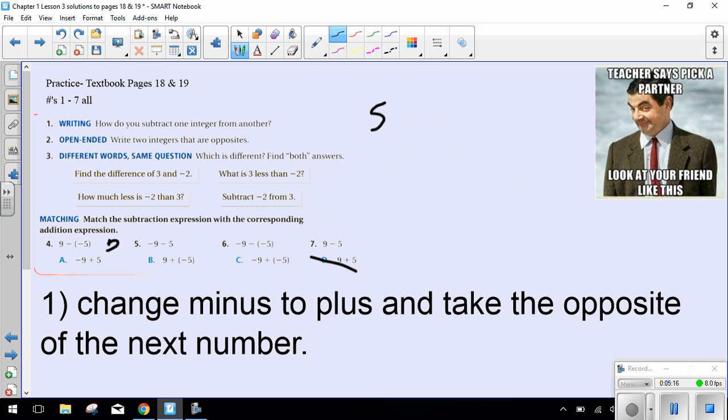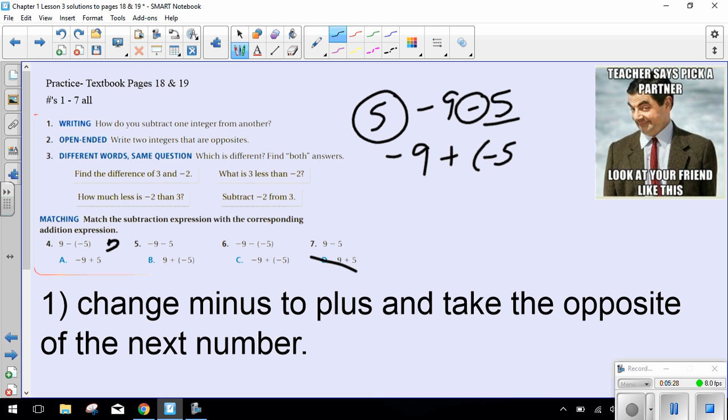Number 5, we have -9 minus 5. All we're doing is trying to rewrite it in addition. So -9 add opposite. Which letter says -9 plus -5? And hopefully you're saying letter C. So the answer to number 5 is C.